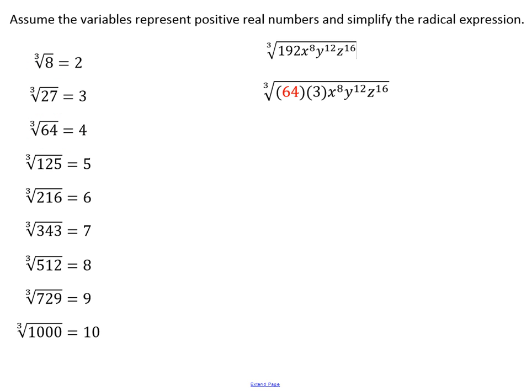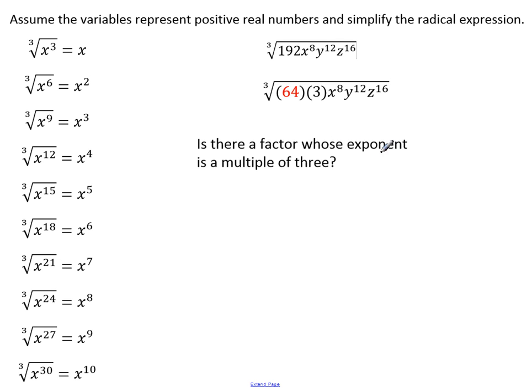All right, so the next thing I want to do, once I have this factored this way, is ask myself this question. Is there a factor whose exponent is a multiple of 3? Now I'm going to address all the variable factors. Look over here, you see that the cube root of x cubed is x, x to the first power. The cube root of x to the 6th is x squared. The cube root of x to the 9th is x to the third. You find that by dividing. If you divide 9 by 3, you get 3. So that's why the exponent is here.